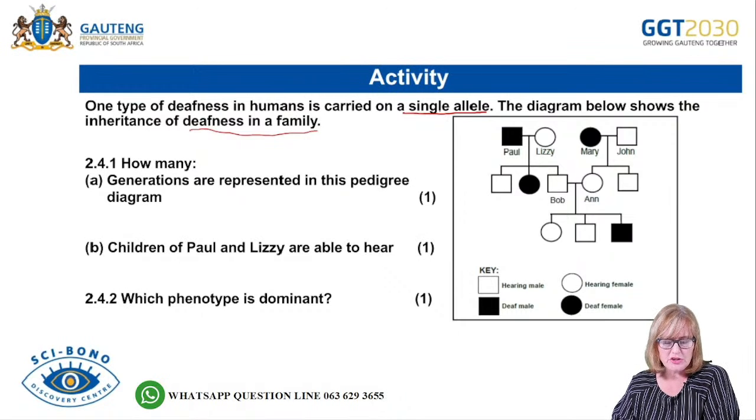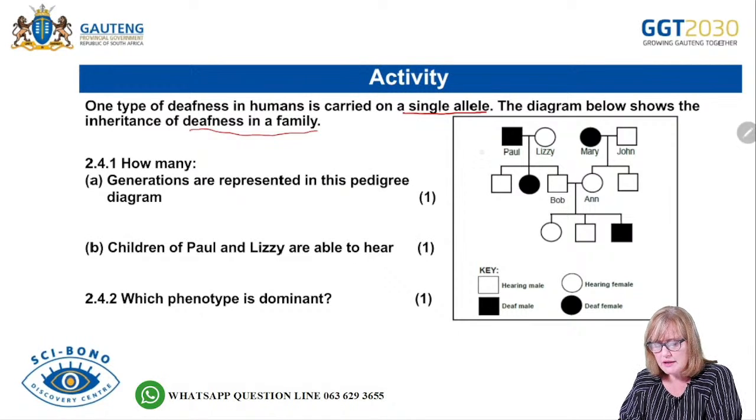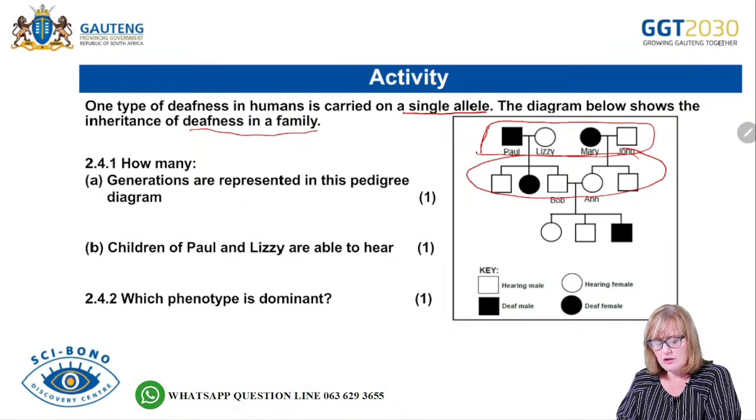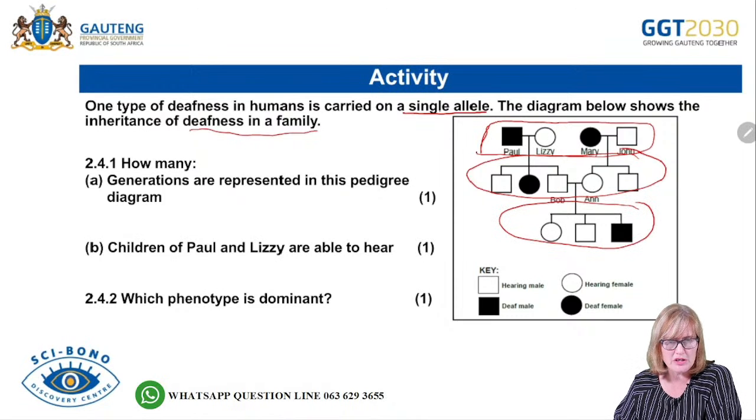But let's look at the questions. How many generations are represented in this pedigree diagram? Remember what I said in the first slide. You look at how many steps there are or how many levels there are. So this will be the grandparents, this will be the parents and the aunts, and these will be the children. So that will be three generations. All right.